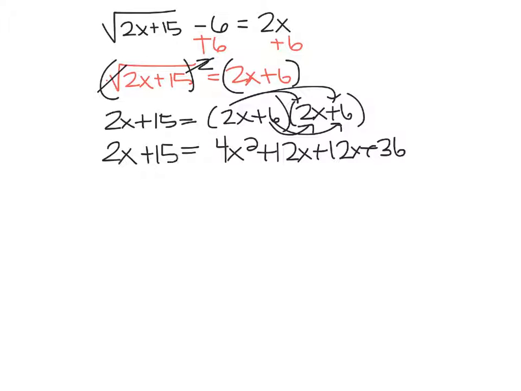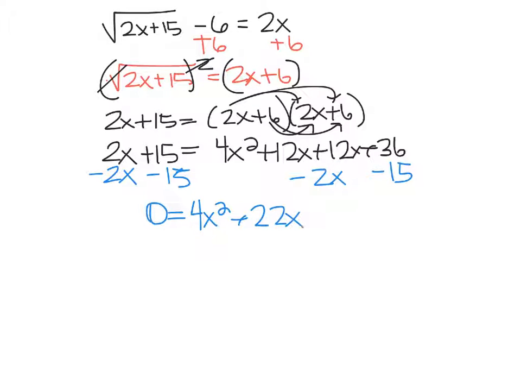But it needs to equal 0 because I have an x squared and I'm going to have to factor. So I'm going to subtract my 2x over, and I'm going to subtract my 15 over, and I'm going to do one giant combining of like terms. So 0 equals 4x squared, 12x plus 12x subtract 2x is 22x. And 36 subtract 15 is 21, plus 21.